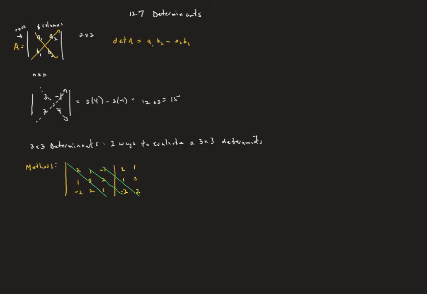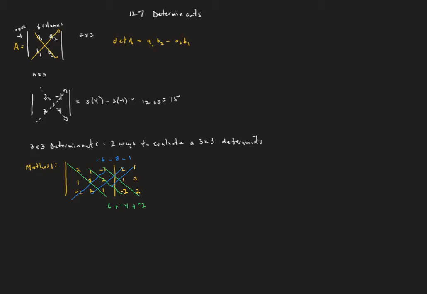So 2 times 3 times 1 is 6, plus 1 times 2 times -2 is -4, plus -1 times 1 times 2 is -2. Then we're going to go up the diagonals and subtract. So we're going to go minus, minus, minus. That's -2 times 3 times -1, which is positive 6. We're going to go minus 6. And then minus 2 times 2 times 2 is 8. And then minus 1 times 1 times 1 is 1.